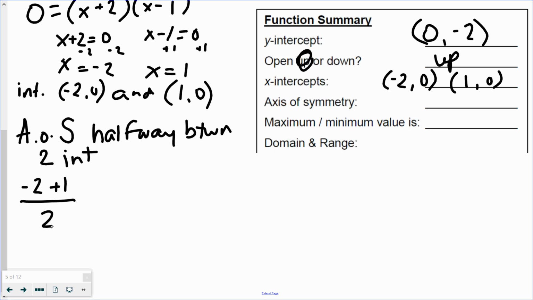So that's our two x-intercepts. Adding them together divided by 2 is going to get us our halfway point. So our axis of symmetry, so -2 + 1 is -1. -1 divided by 2 is -1/2. So our axis of symmetry is along the line x equals -1/2.